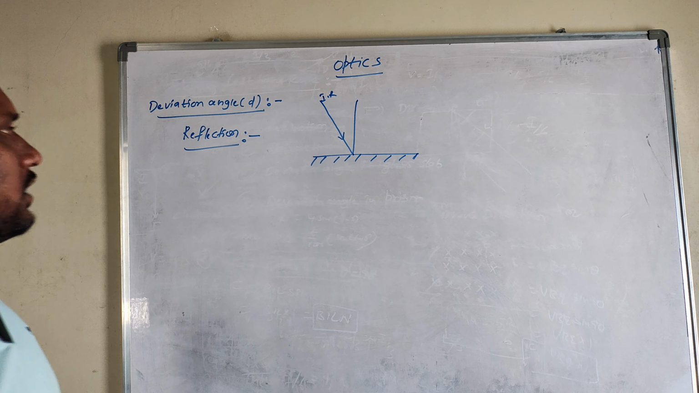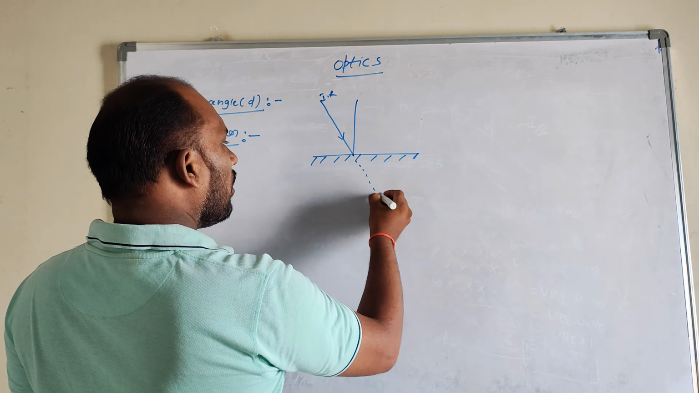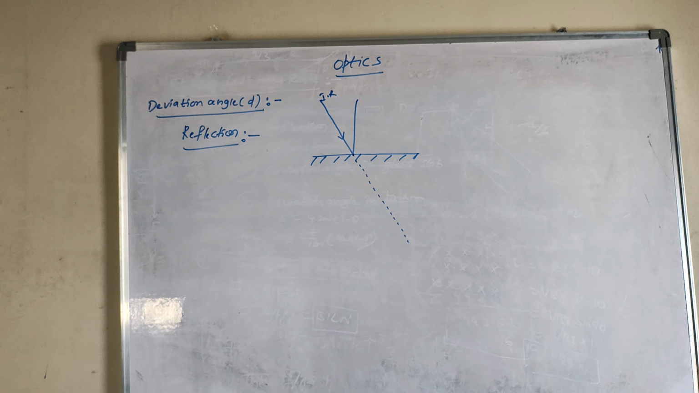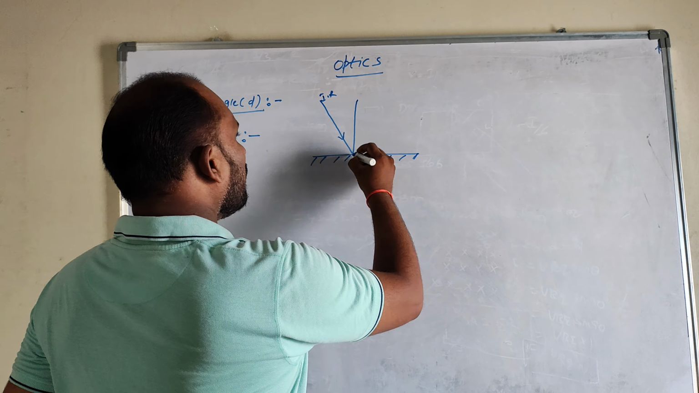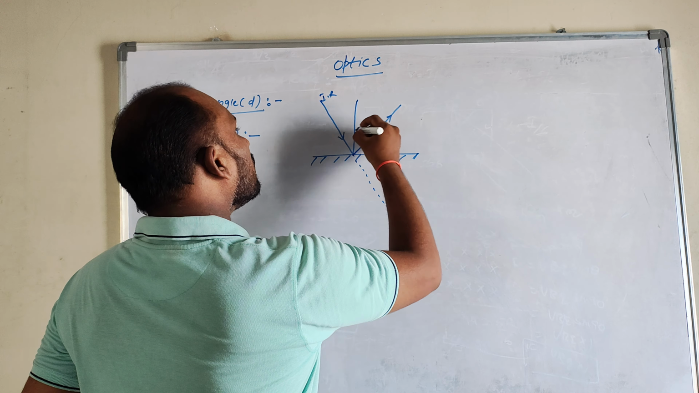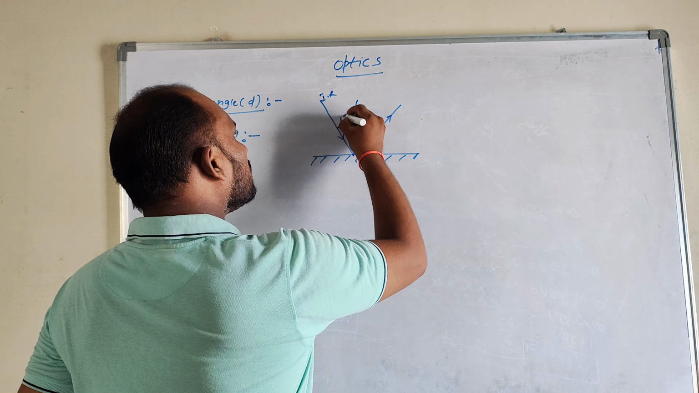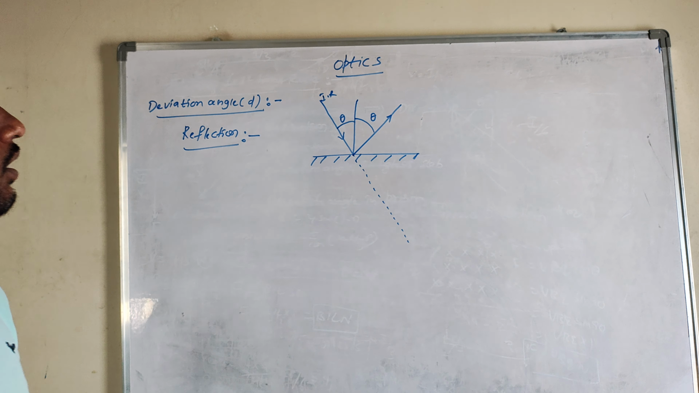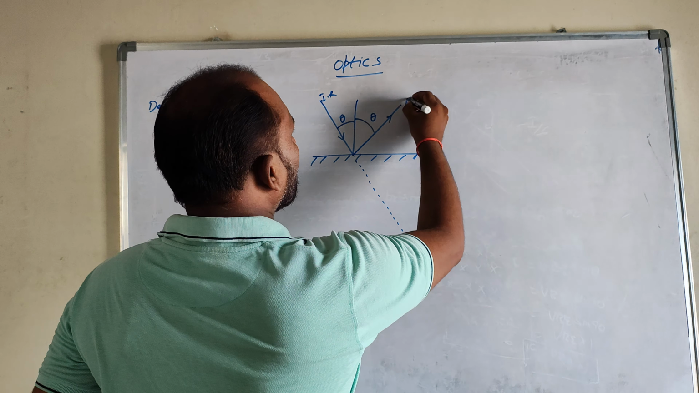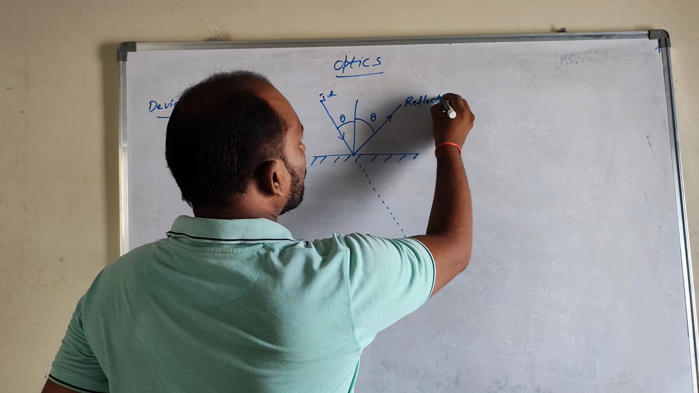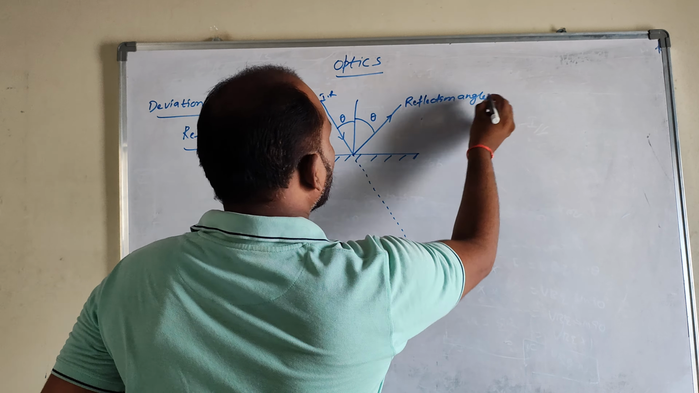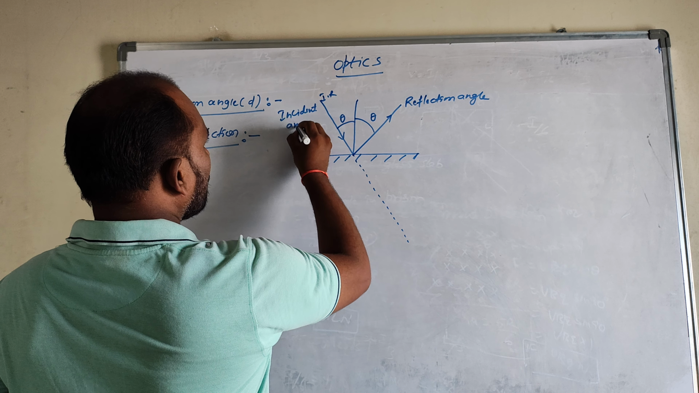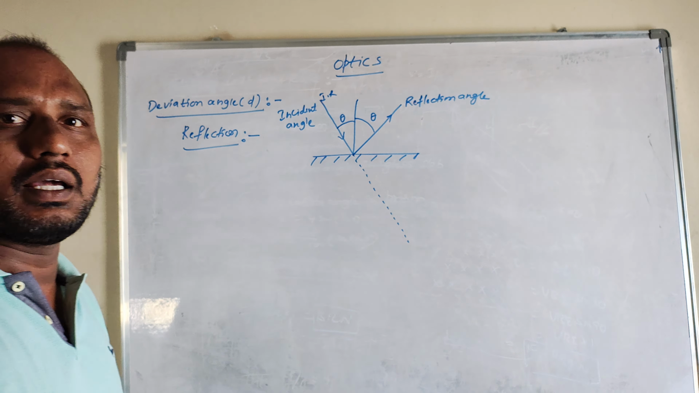Light always propagates in a straight manner. So now this will be reflected here. So let us say guys, here this is theta. According to the rule of reflection, this also becomes theta. This is called the reflection angle. This is the incident angle and this is the reflection angle.